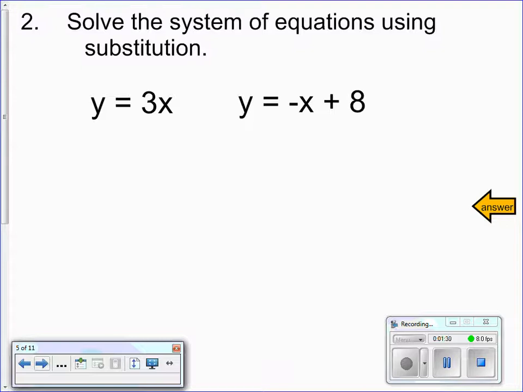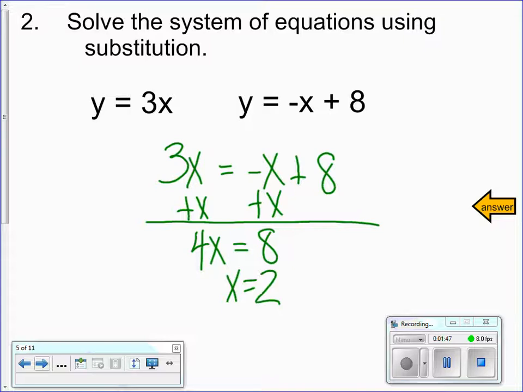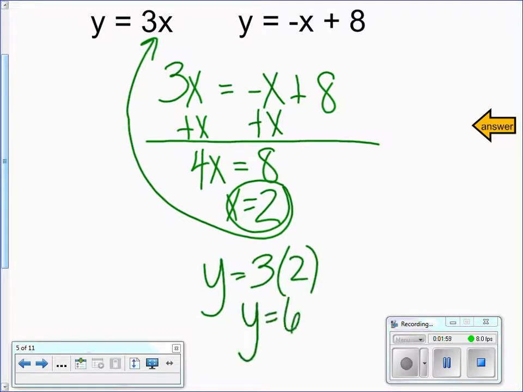Solve the system. Set them equal to each other. 3x equals negative x plus 8. I'm going to add x to both sides. I get 4x equals 8, so x equals 2. Plug it back in. I'll plug it back into this one, so y equals 3 times 2. So y equals 6. My solution is (2, 6).